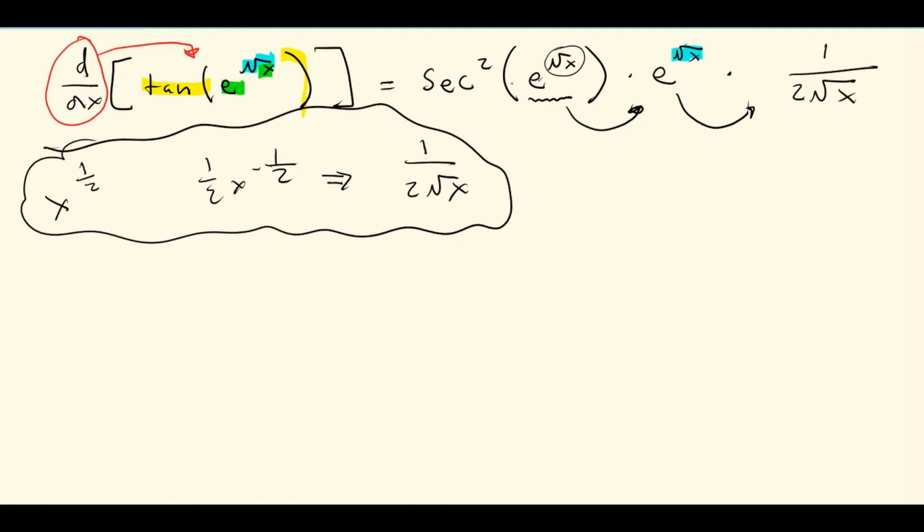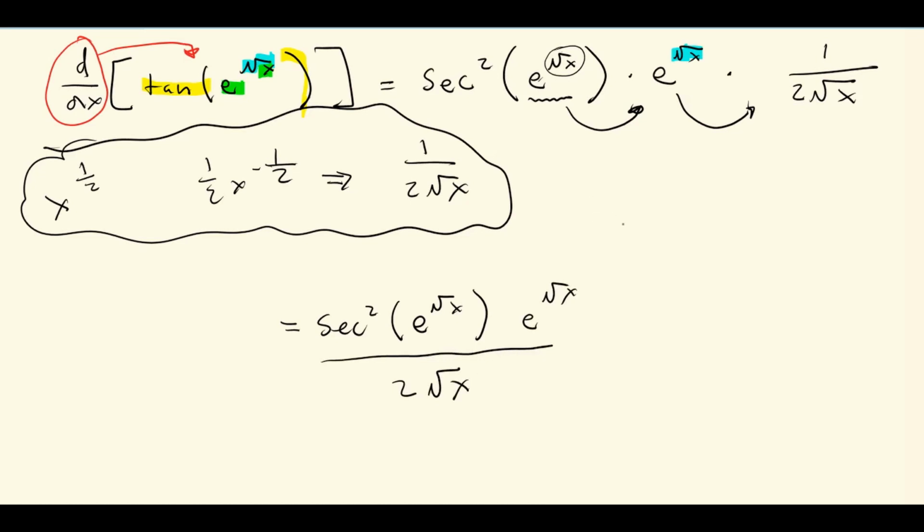And then we'll go ahead and rewrite this a little bit nicer. So the derivative is going to equal secant squared of e to the square root of x, times e to the square root of x, divided by 2 times the square root of x. And this is the simplified derivative.